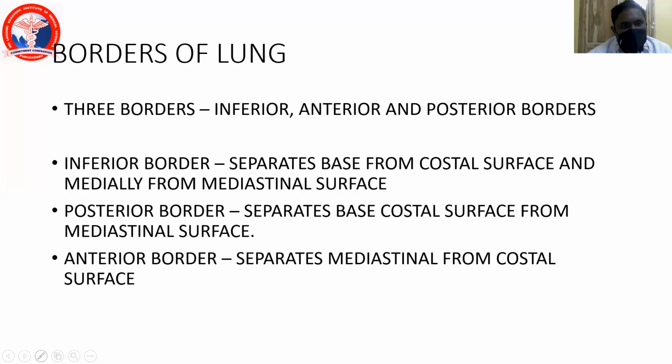Borders of the lung. There are three borders: inferior, anterior, and posterior borders. Inferior border separates the base from the costal surface and medially from the mediastinal surface. Posterior border separates the costal surface from the mediastinal surface. Anterior border separates the mediastinal from the costal surface.